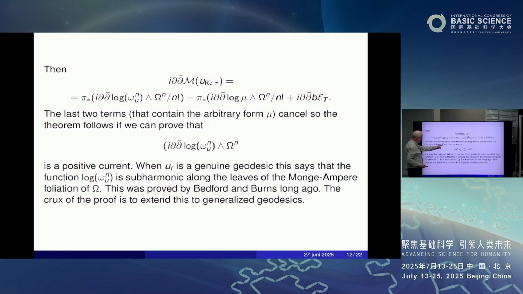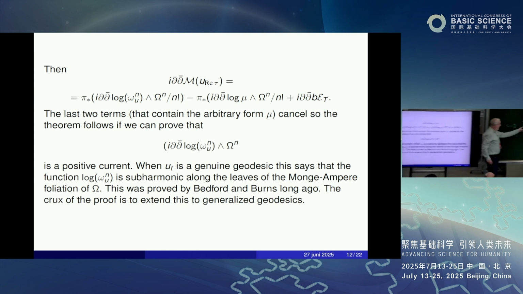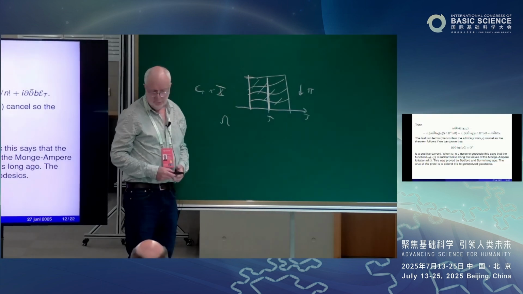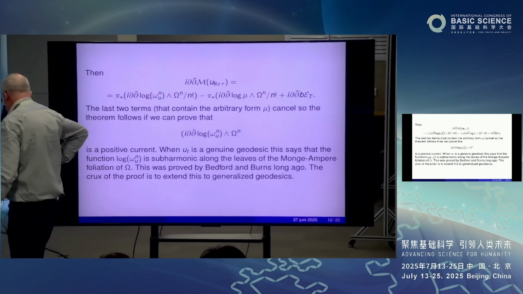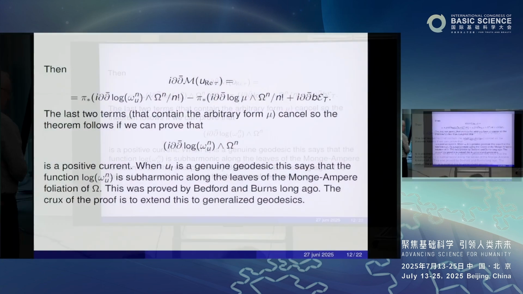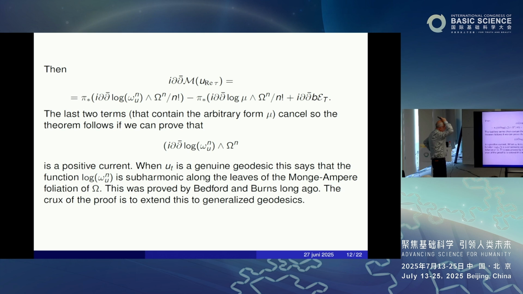That's what it says. This will actually be equal to the Laplacian, so to speak, or the i dd bar of this function, restricted to a leaf, and then you sum over all the leaves there. So the claim is that it's subharmonic along the leaves. And that's a classical fact that was discovered long ago by Bedford and Berndtsson. The crux of the proof is to generalize this to non-smooth geodesics. The problem, of course, is that there is no such foliation or anything, so we cannot do the same thing.